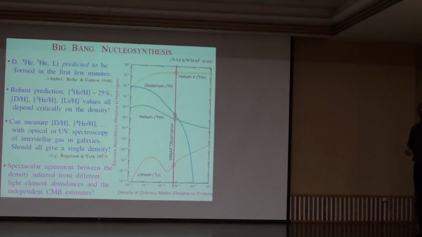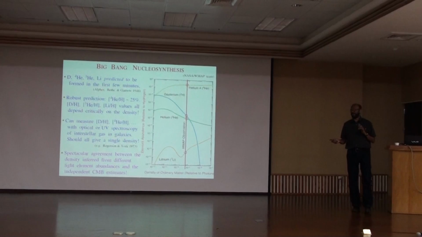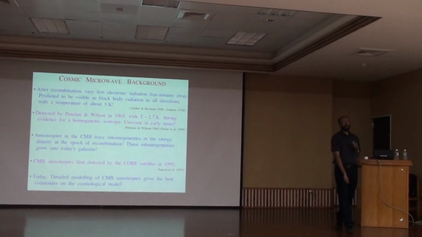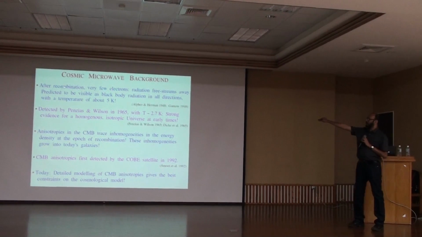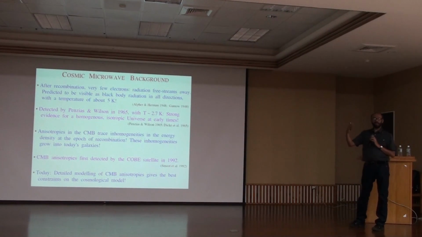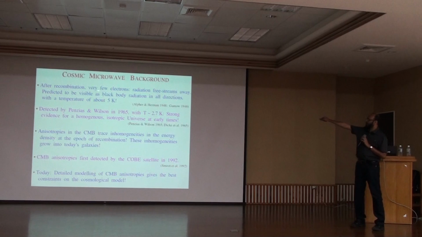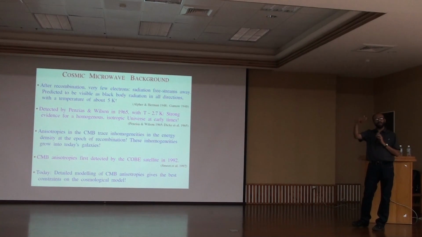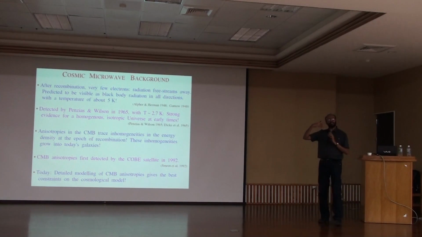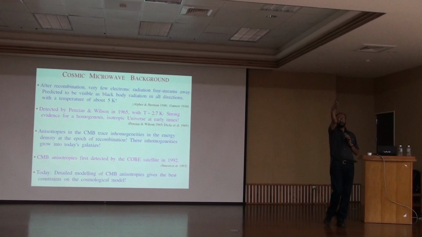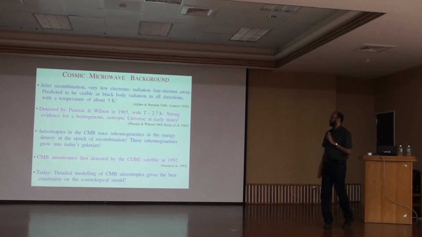Let's move on to the second big prediction of the Big Bang, and that's the microwave background. So again, let's look back at what we expect. After recombination between protons and electrons, there were very few electrons left free in the universe. All the electrons were tied up in hydrogen atoms. And because of this, the radiation free streams, it just goes in a straight line away in every direction.